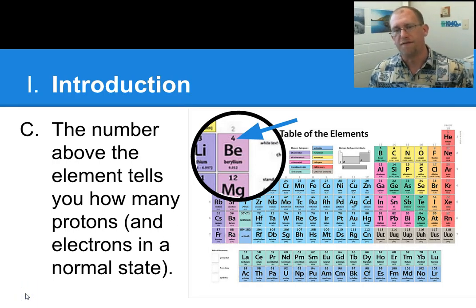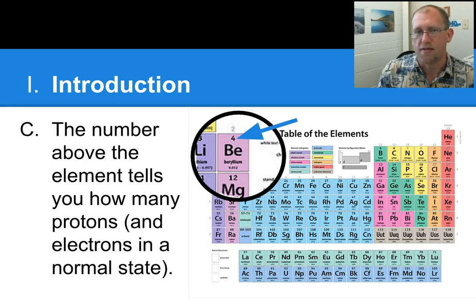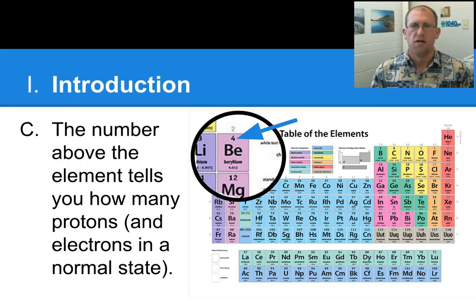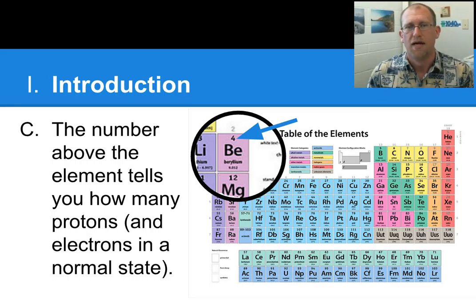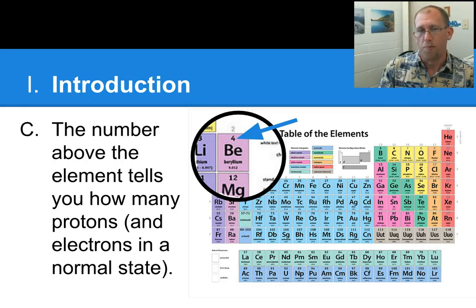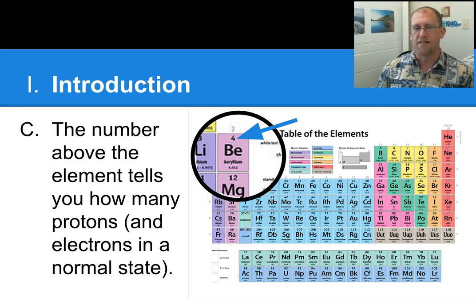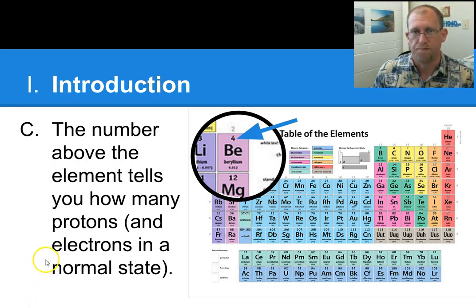Okay. When you look at the field, if you blow it up a little bit, the number above the element tells you how many protons there are. Not always how many electrons, although in a neutral atom where there is not a charge, then it's the same number. Beryllium, which is what I've zoomed in on here, has 4 protons. It always has 4 protons. If it doesn't have 4 protons, it's not beryllium. But it also has 4 electrons if it's not currently in a chemical bond and has not been ionized. So 4 protons always, 4 electrons usually. Okay, and that's the number above the symbol.